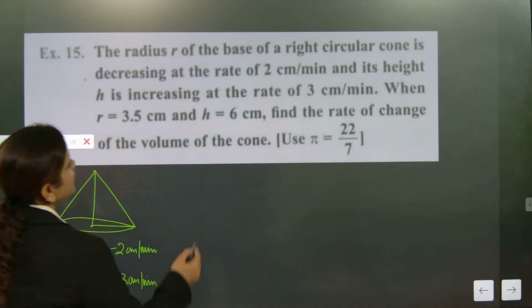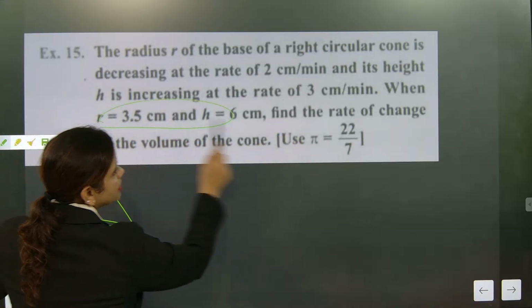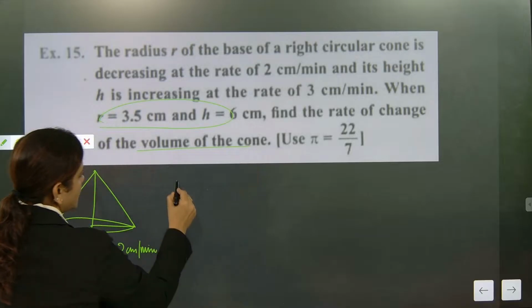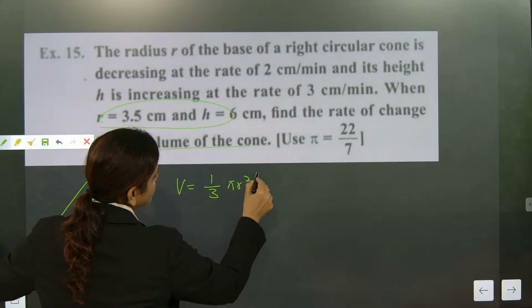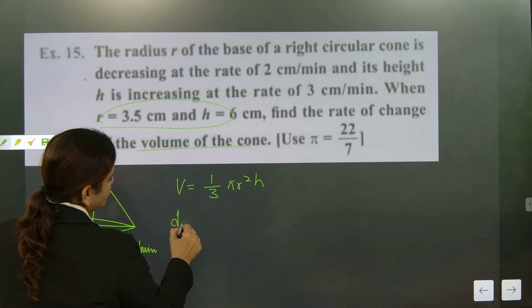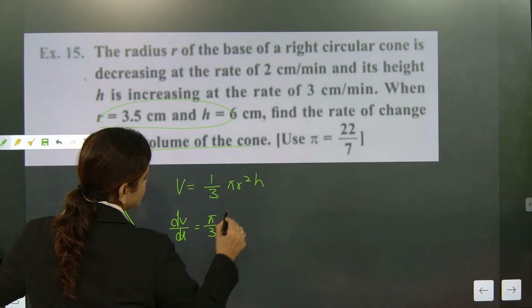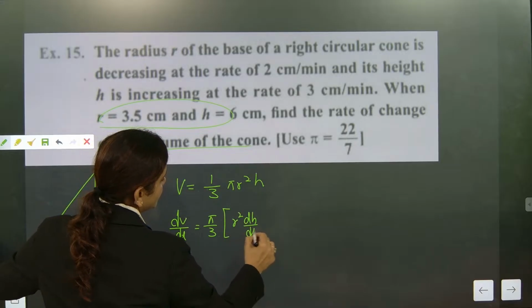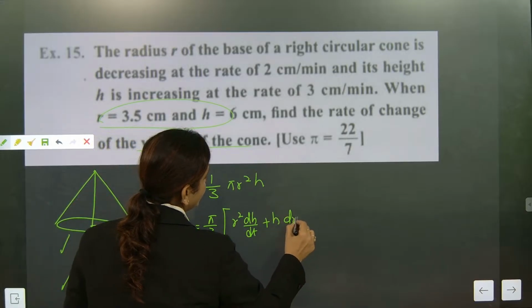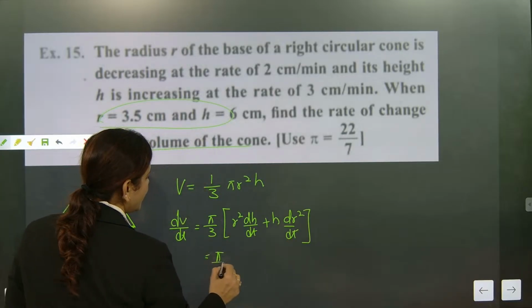After that, what they are asking is the change in volume at that rate. The volume of a cone is 1 by 3 pi r square h. So when you do dv by dt, pi by 3 you take as it is. One time the radius you leave and differentiate the height, and one time the height you leave and differentiate the radius with respect to t.